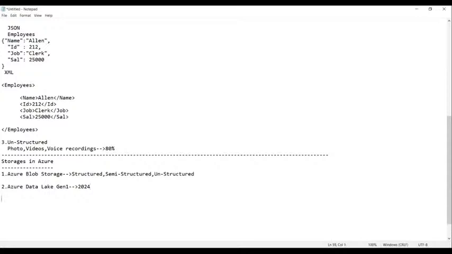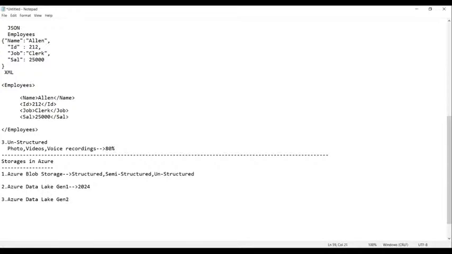So now can you see here, the next one? The entire data in the Gen 1 is being migrated to the Azure Data Lake Gen 2.